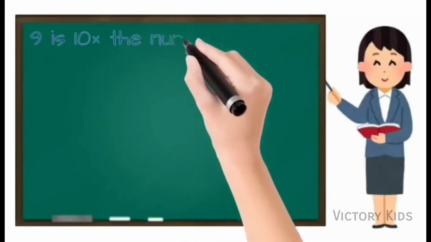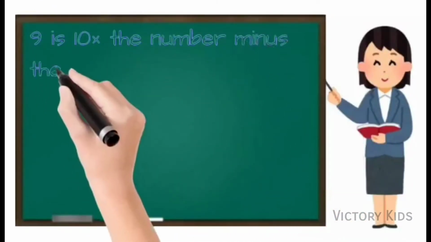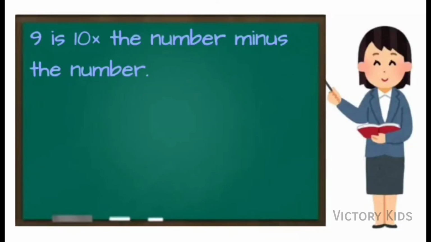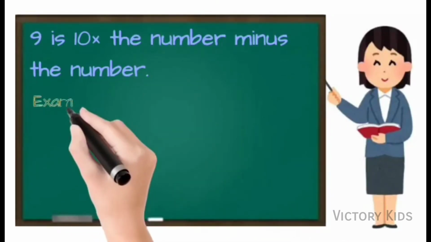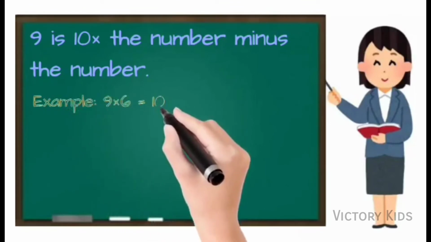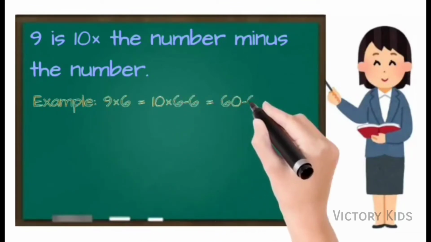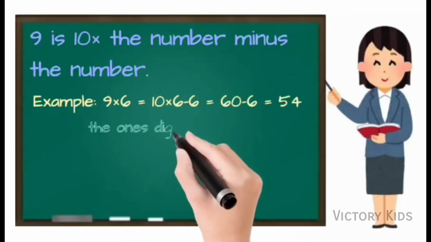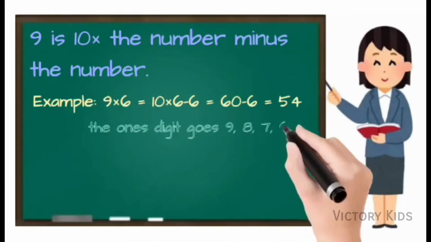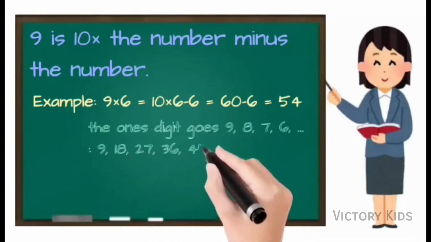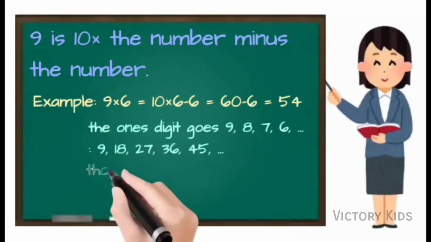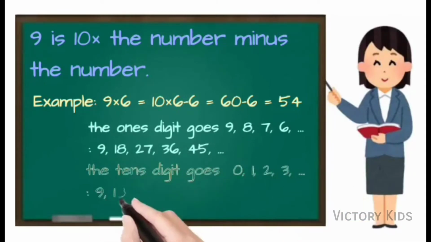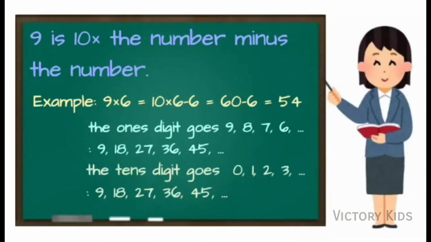9 is 10 times the number minus the number. Example, 9 times 6 equals 10 times 6 minus 6 equals 60 minus 6 equals 54. The ones digit goes 9, 8, 7, 6, 5, that is 9, 18, 27, 36, 45. The tens digit goes 0, 1, 2, 3, 4, that is 9, 18, 27, 36, 45.